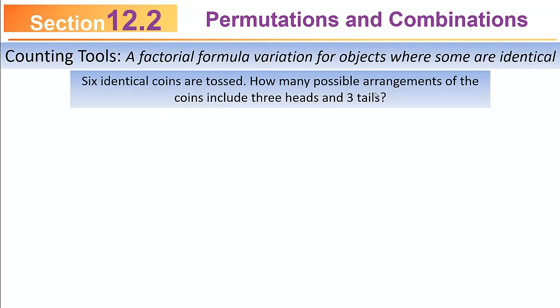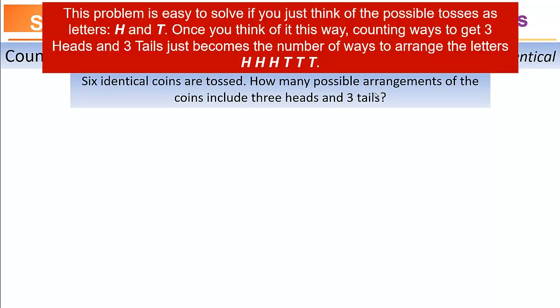6 identical coins are tossed. How many possible arrangements of the coins include 3 heads and 3 tails? Now, if you think of this problem in terms of what we just did, this is easy. If I'm thinking of heads and tails, just think of the head as being capital H and tails as being capital T, and think about writing a 6-letter word. You want it to get 3 heads and 3 tails, so it's like writing H, H, H, T, T, T, and you want to know how many different ways there are to arrange 3 H's and 3 T's.